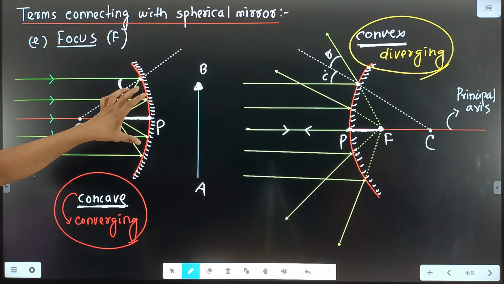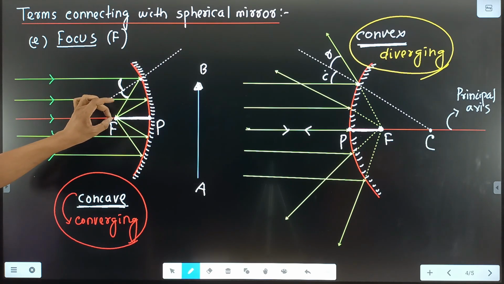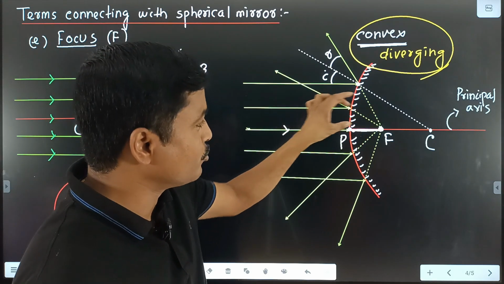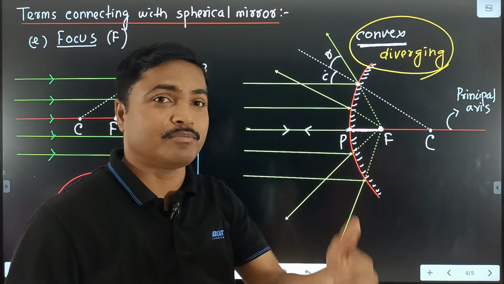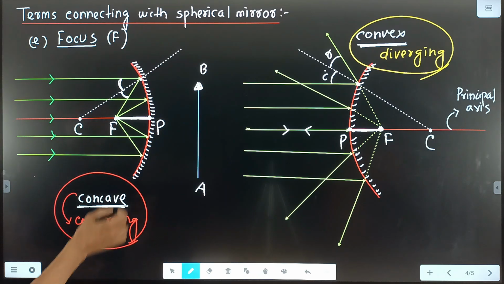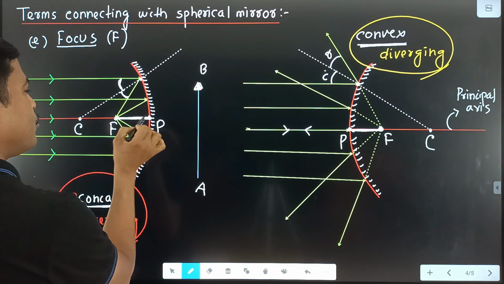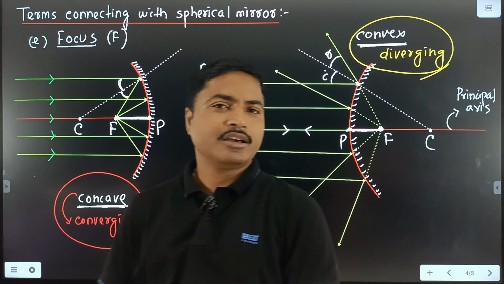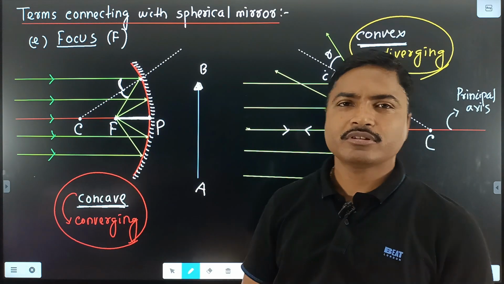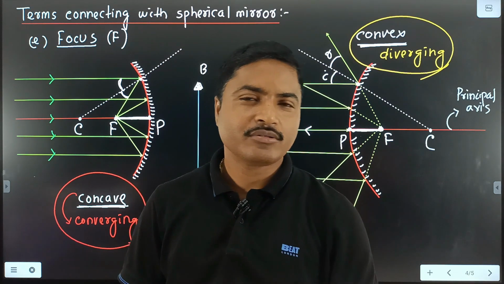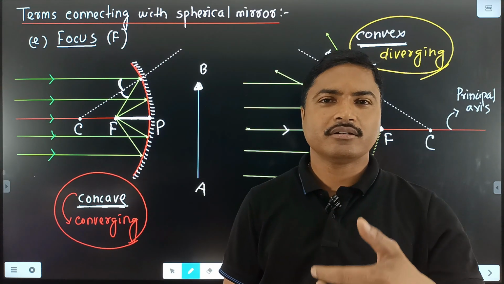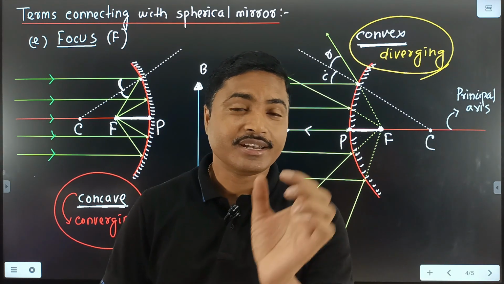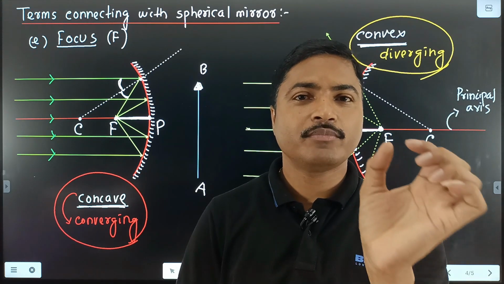Focus means after reflection all the reflected rays actually meet at this point in case of concave, and in this case they appear to meet at a point. That point is known as the principal focus. The focal length is the distance between pole and focus. Clear? This is all about the spherical mirror, and in the next class we will discuss the sign convention of spherical mirrors.